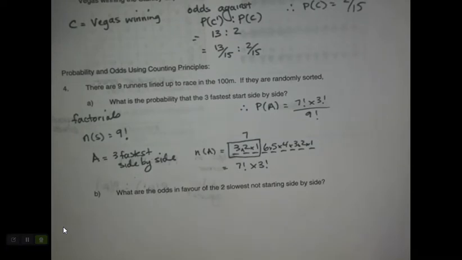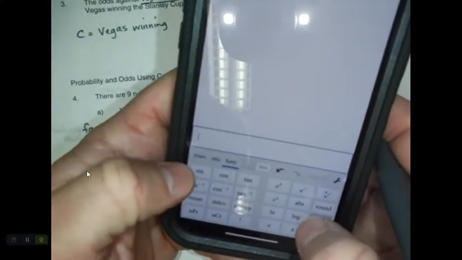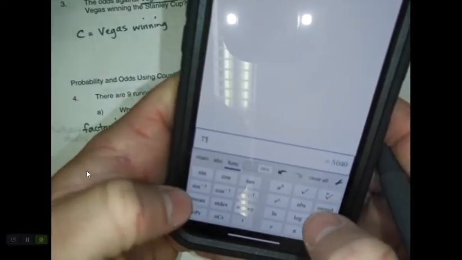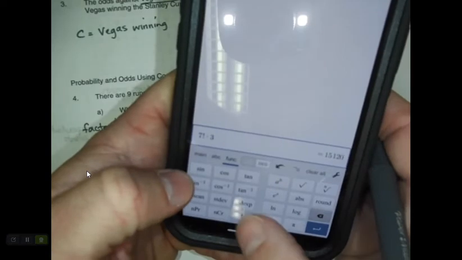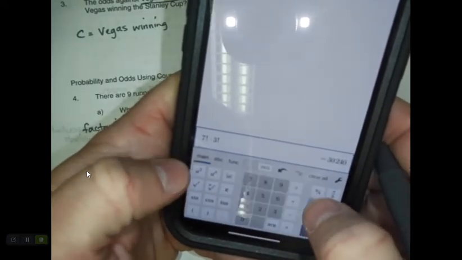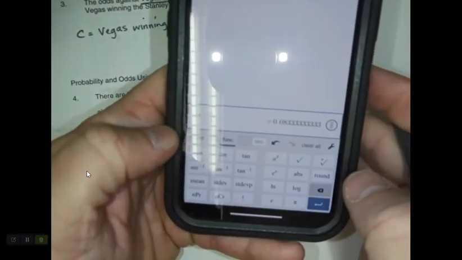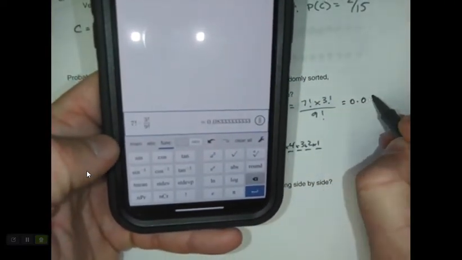All right, and we can type that in our calculator just the way it is. So I can do 7 factorial times 3 factorial, right? Divided by 9 factorial. All right, I get a little funky answer there, so I know that that answer is 0.083.